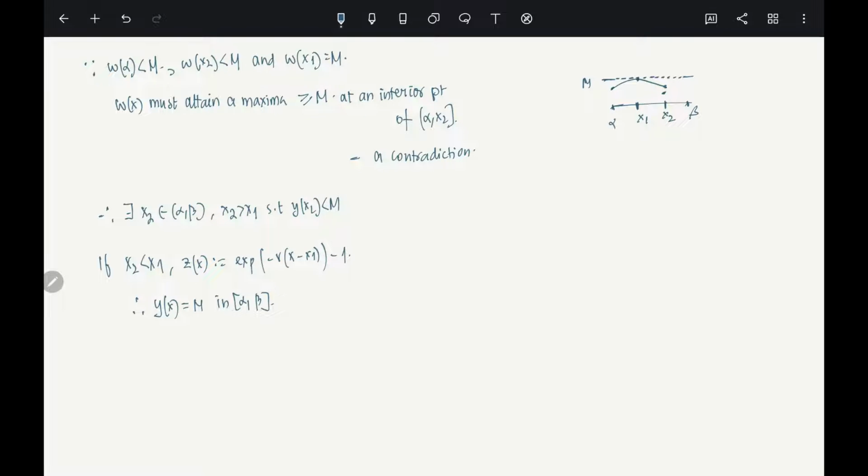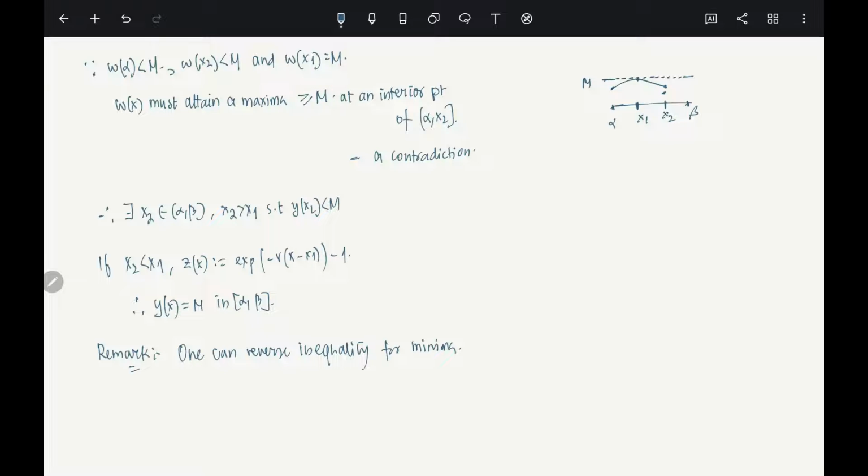Okay, now you see, you can have the reverse inequality. So let me put a small remark here. One can have the reverse inequality for minima. So what happens then? You can say that if you have a y which is C2 such that y double prime is non-positive, essentially less than or equal to 0, then it will not be attaining its minima at an interior point. And if it does, then it has to be constant.